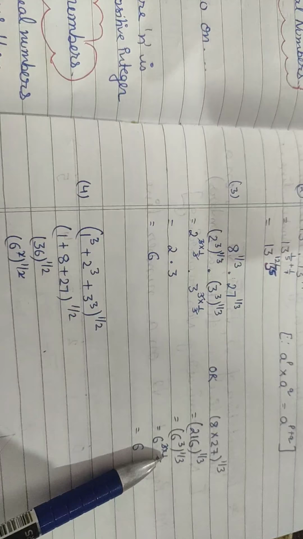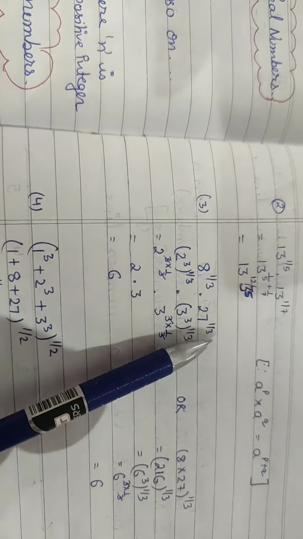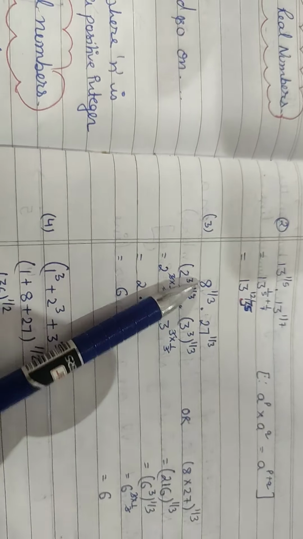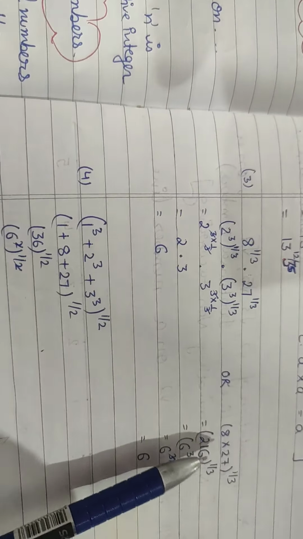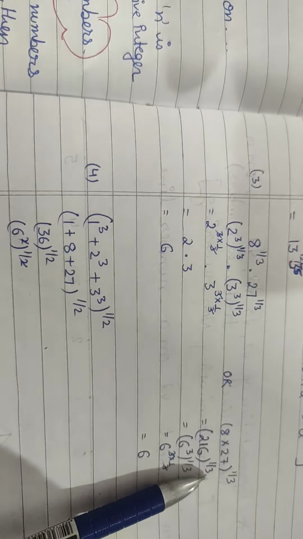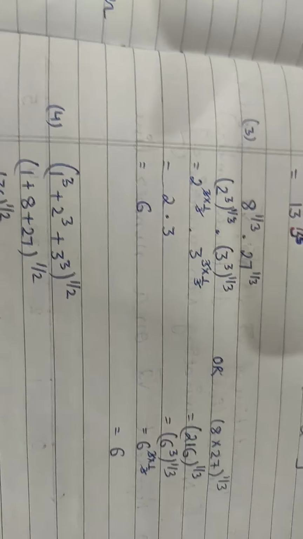And in the second case, what I have done, here I am observing one more thing, that the powers are the same but the bases are different. So we'll multiply the bases with the common power 1 by 3. So here it is 216 raised to the power 1 upon 3. If I solve it further, I'll get 6. Just observe.